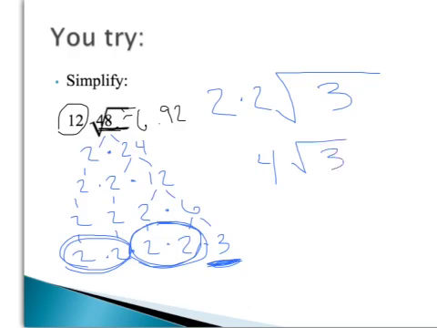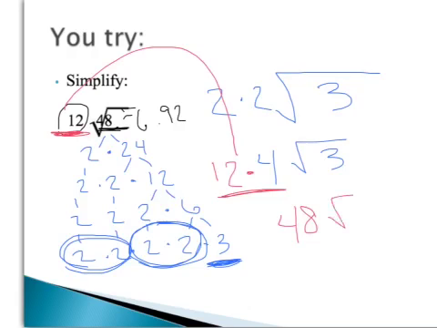But now don't forget about this 12 that we started with. We've got to bring this 12 over, put it out in front, and multiply it with our 4. So 12 times 4 will give us 48. Bring down your square root 3. And there's our final answer: 48 square root 3.